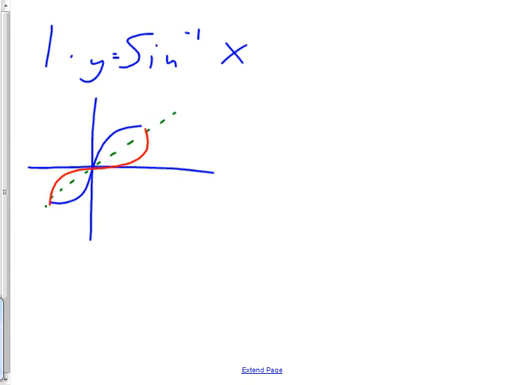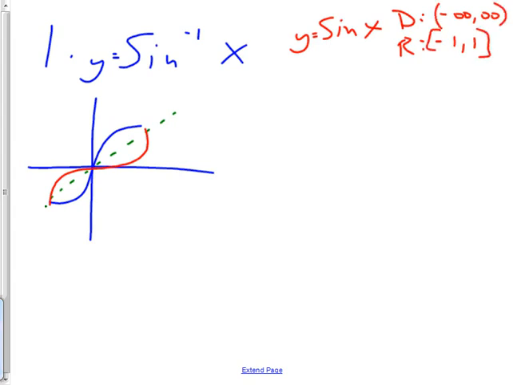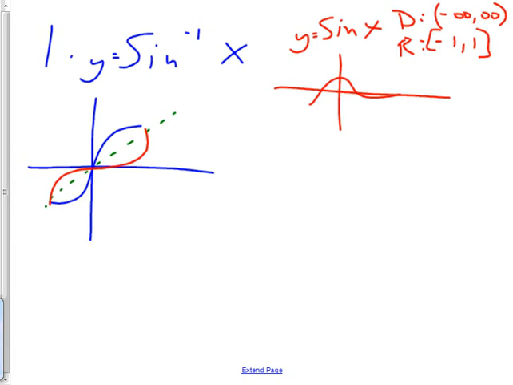And do you remember how to get domain and range of inverse sine? Flip the domain and range of regular sine. So if I take regular sine's domain and range, then regular sine's domain is negative infinity to positive infinity, and its range is normally from -1 to 1. That part should be easy for you. Look at a little picture of it if you have trouble with this reference.